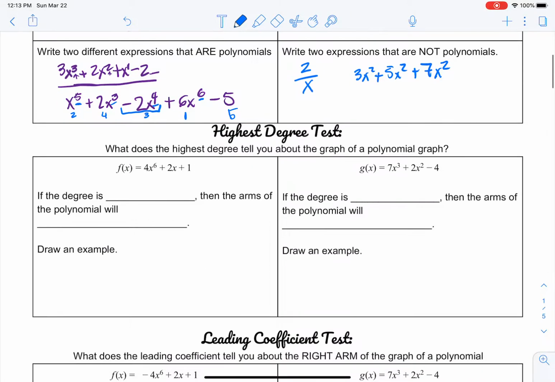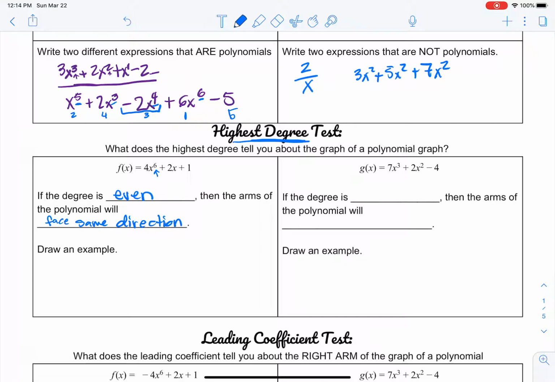Okay, so why did I talk about this descending order business? Because we're going to look at the highest degree test. We're going to look at the exponent that has the highest value. So ordering these from greatest to least is helpful in that regard. So in this case, we have a degree 6 term. If the degree is even, notice 6 is an even number, if the degree, which is again the highest exponent value, is even, then the arms of the polynomial will face the same direction.